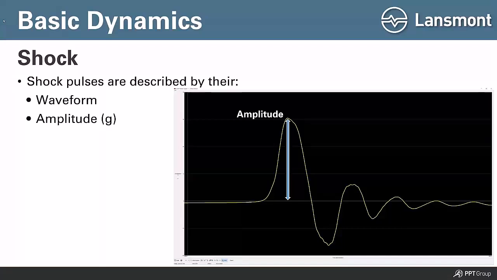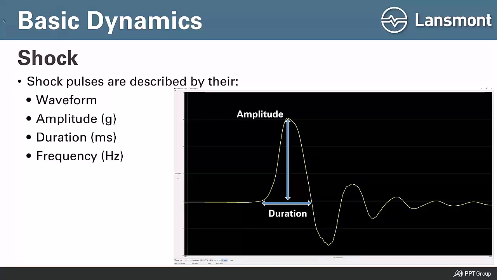We describe the waveform in terms of its amplitude, in G's of intensity: how many G's of severity or amplitude did it experience? And then we also describe it in terms of its duration. How long did it experience that change in acceleration? How long was that event? Was it a real sharp, quick event, or was it longer in duration, stretched out for some reason? And then we can also describe shock pulses in terms of their frequency.